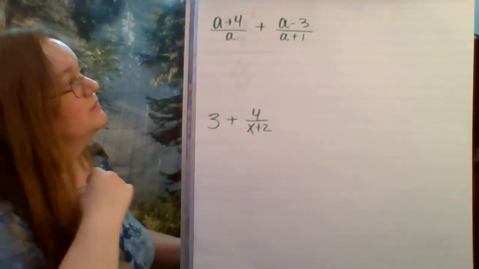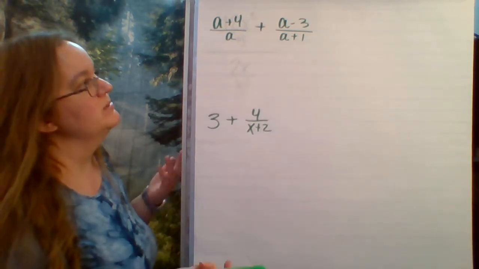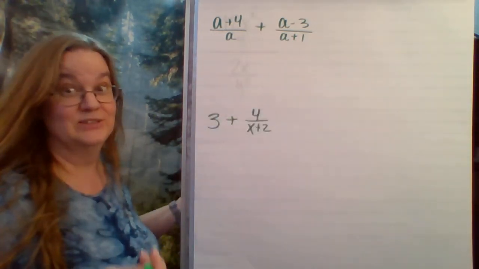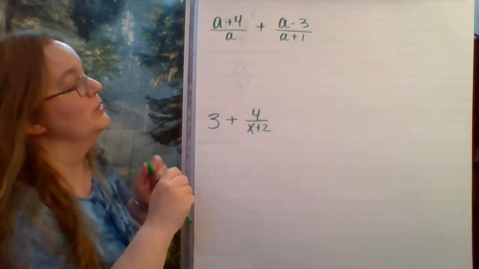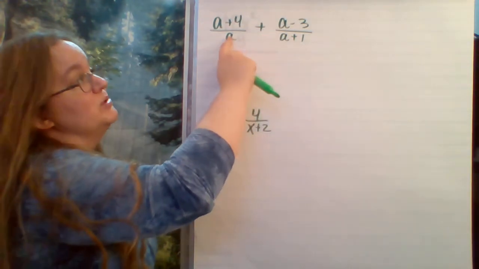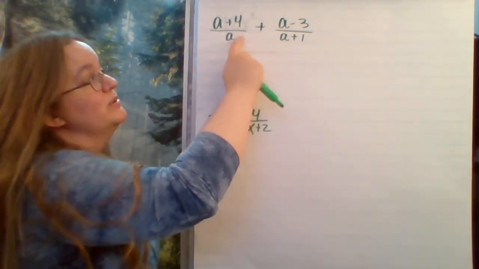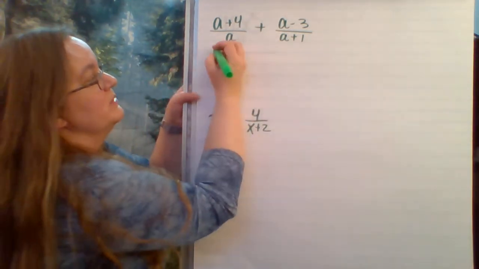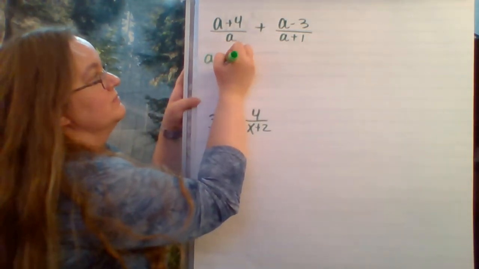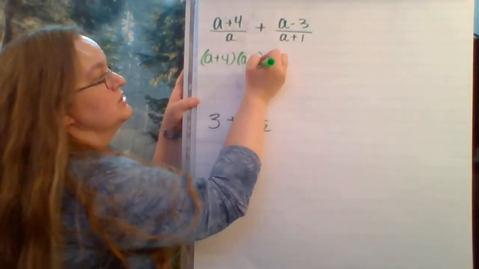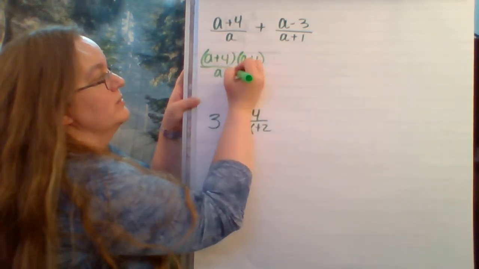All right, so let's say I wanted to be able to add these together. Well, they do not have a common denominator. So what do I do? Basically, whatever this denominator is, I multiply here. Whatever this one is, I multiply here. So remember, if I'm going to multiply a fraction, I want to do it to the denominator and the numerator by the same thing.